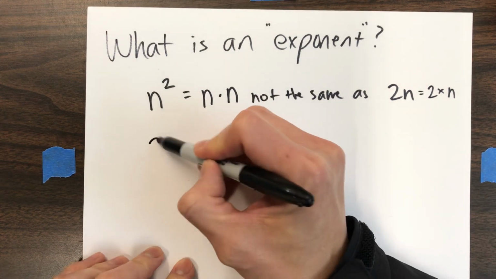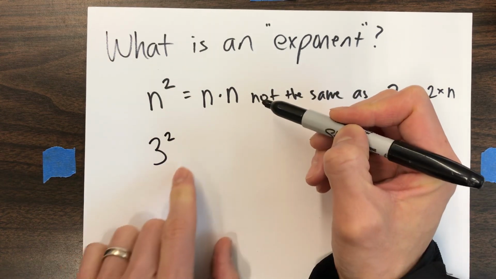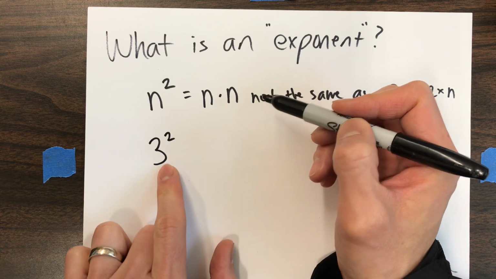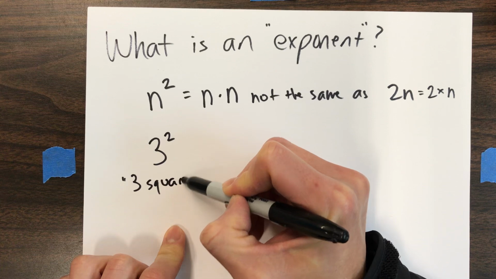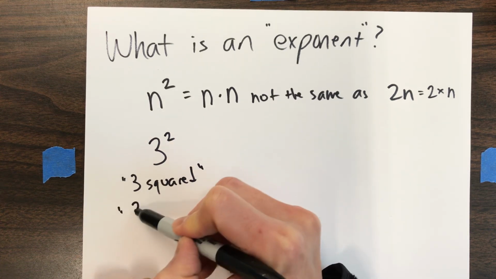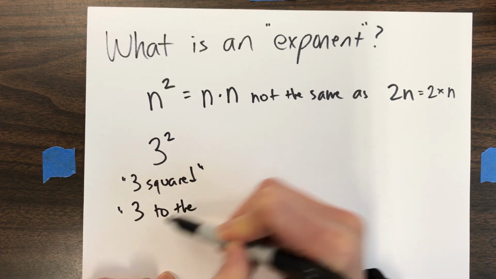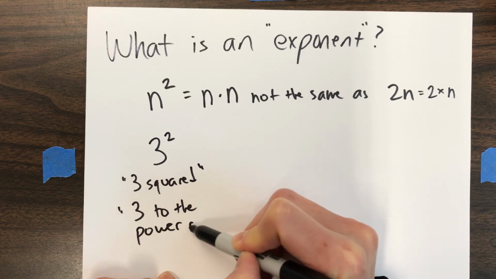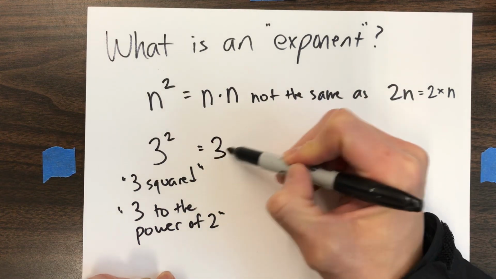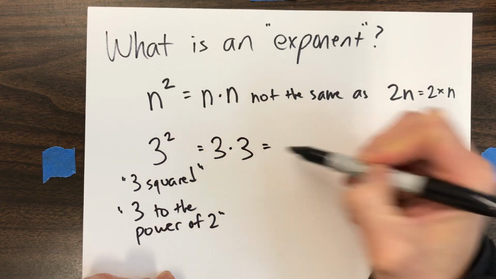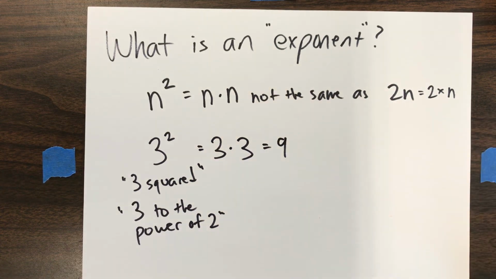Well, you guys know, we've done this many times in class, right? You have an exponent or power. You call this 3 squared, or you can say 3 to the power of 2. What this means is 3 times 3, which you all know is 9.